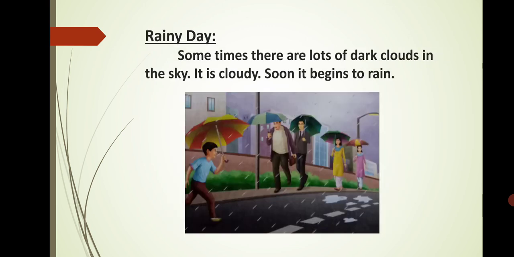Look at the other picture. There are people. You have seen in this picture, they have umbrellas and it is raining. Sometimes there are lots of dark clouds in the sky. It is cloudy. Soon it begins to rain. बारिश होने लगती है. Sometimes आप देखते हैं बहुत dark clouds होते हैं sky पे और फिर क्या होता है, थोड़ी देर बाद बारिश होने लगती है. And people wear raincoats and use umbrellas, and the weather is rainy. It's a rainy day.